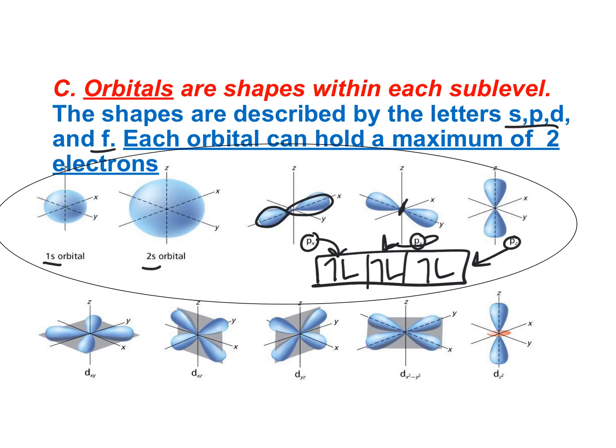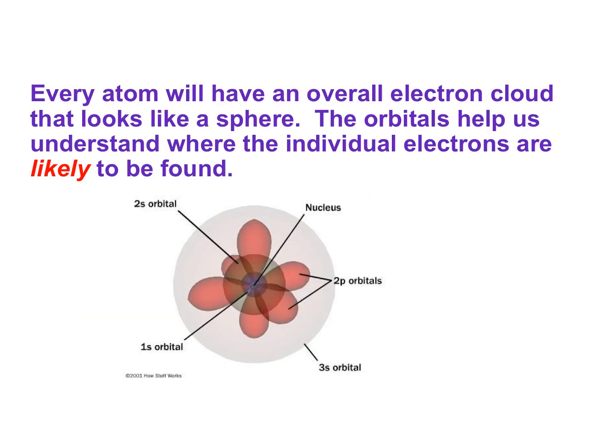Then these are what d orbitals look like, but we're not going to get into those too much, but remember how we drew 5 boxes for the d orbitals, and there are 1, 2, 3, 4, 5 shapes. So every atom will have an overall electron cloud that looks like a sphere. That is the s orbital. And these orbitals help us understand where the individual electrons are likely to be found. Not necessarily, but where we are thinking that they're going to be.